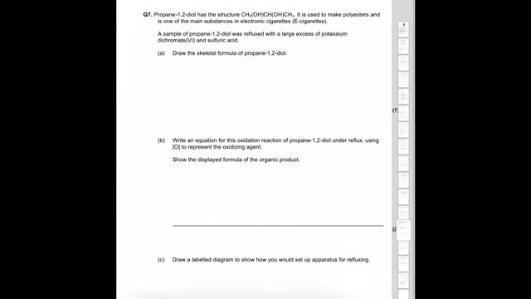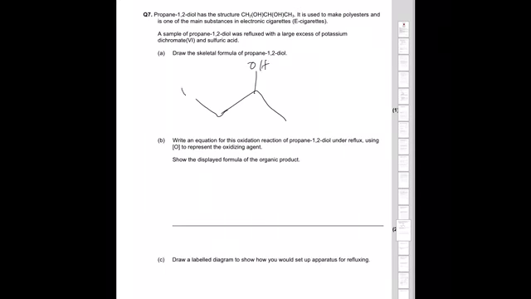Right, next question. Propane-1,2-diol has a structure of that. It's used to make a polyester. Okay, draw the skeletal formula of propane-1,2-diol. There's propane. There's the diols going on.